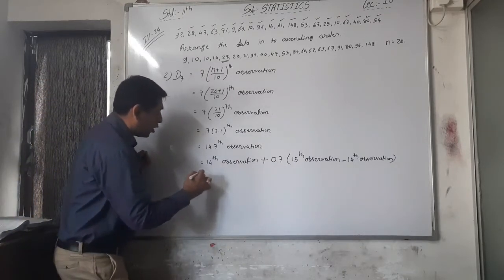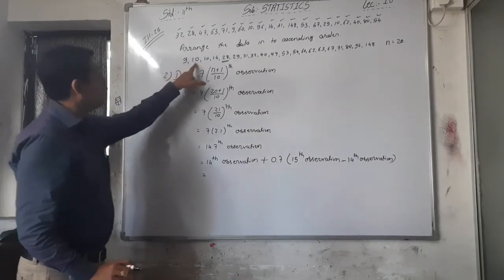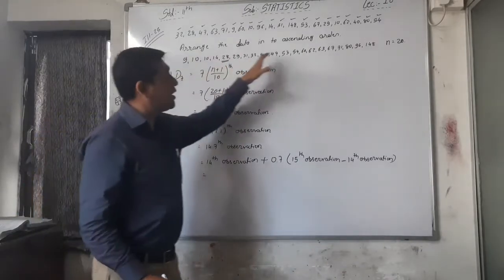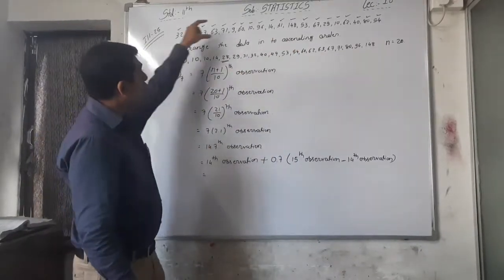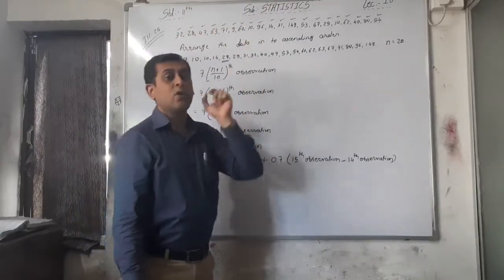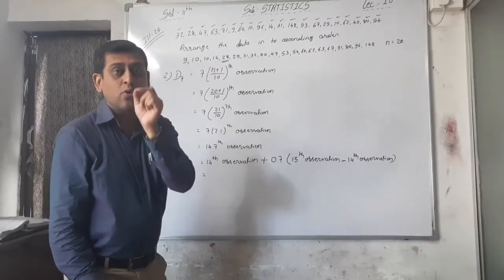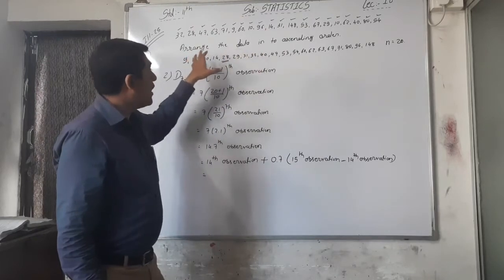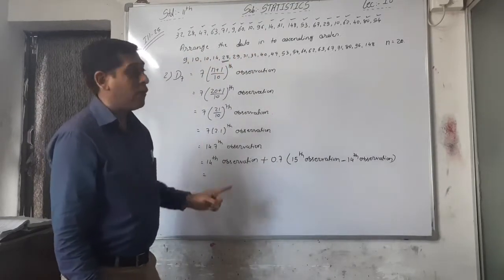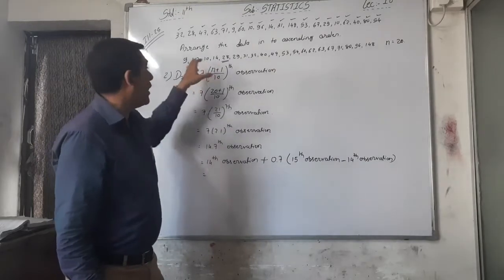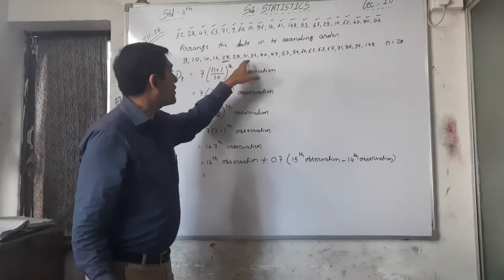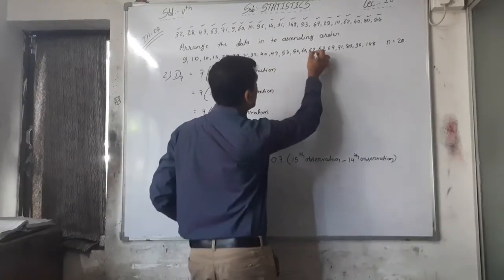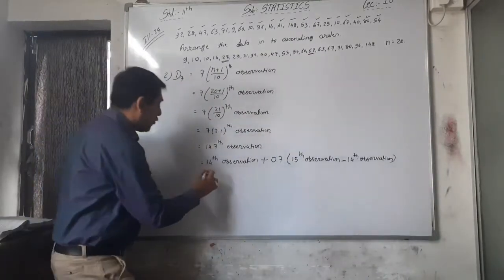Now see the 14th observation. Which one is the 14th observation? 1, 2, 3, 4, 5, 6. See, you have to look at the ascending order data, not the raw data. If you look at the raw data, your answer is always wrong. So keep in mind that you first arrange the data in ascending order, and then you can find the 14th observation from that. 1, 2, 3, 4, 5, 6, 7, 8, 9, 10, 11, 12, 13, 14. This one is the 14th observation. 62 is your 14th observation.